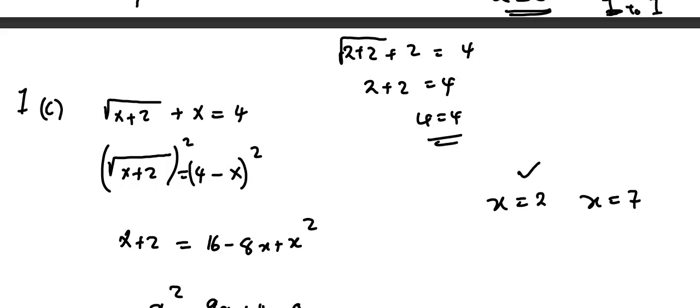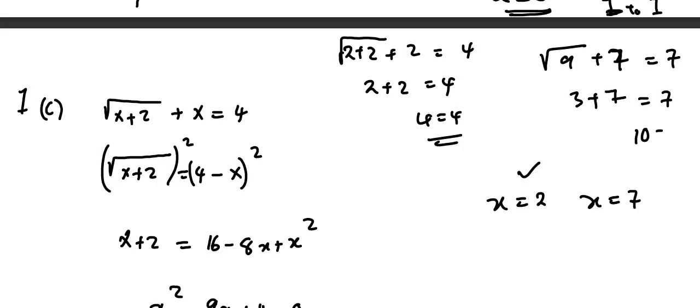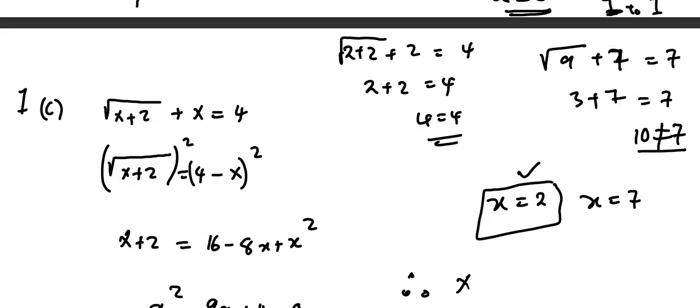We try 7. That's going to be a 9, then plus 2. Plus a 7, because wherever there's x, we're putting a 7. So this is a 3 plus 7, then this is a 7. You are seeing there's 10, which is not equal to 7, right? So this is an extraneous solution. We just go with this. So the only answer, x is equal to 2. That's the only true solution. That's basically what you get for 1C1.